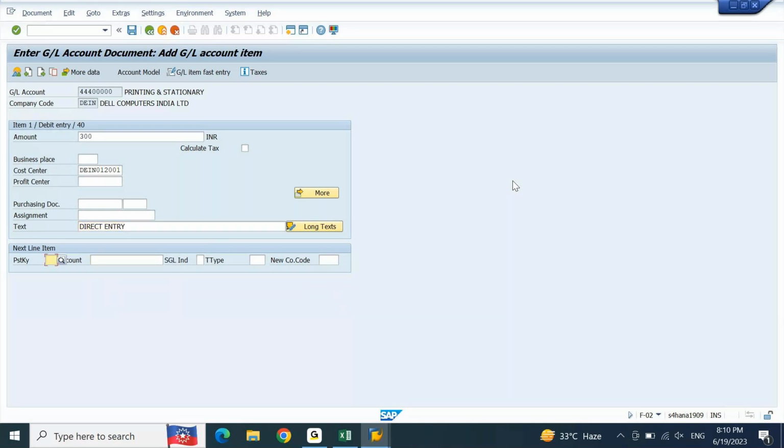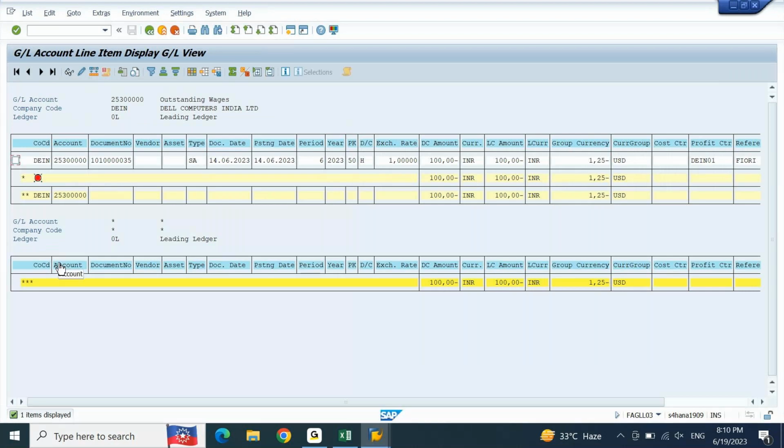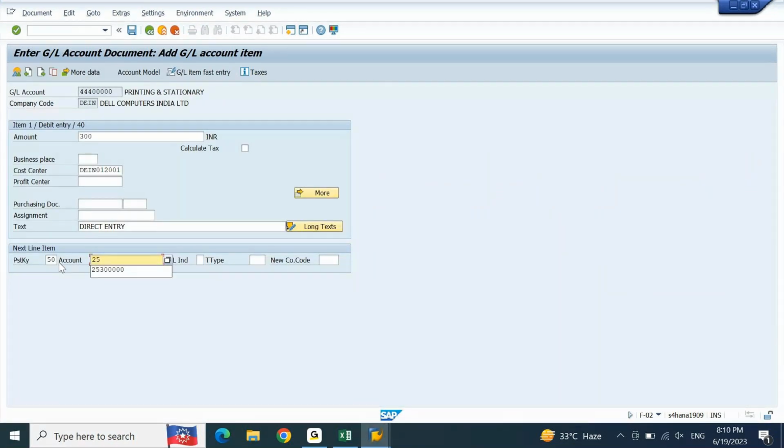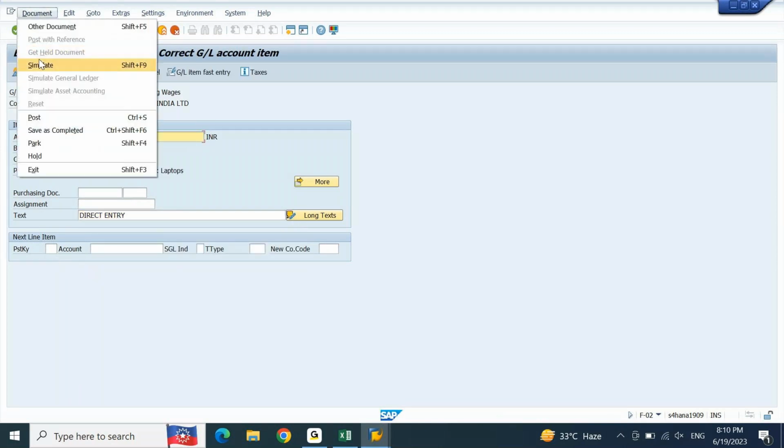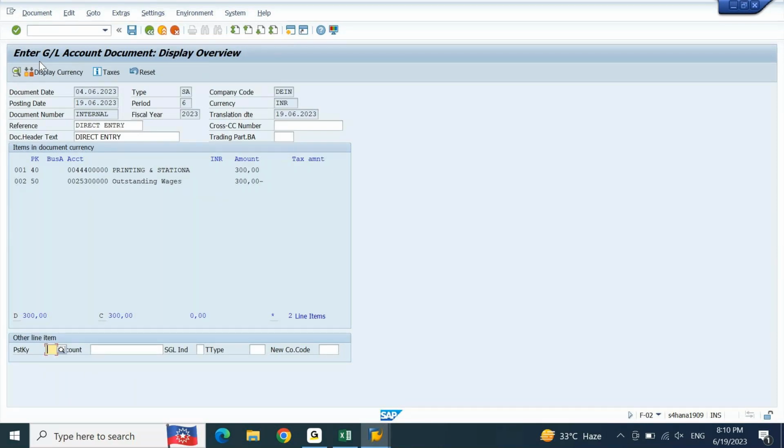Now I'll put credit. I have already given posting key 40, which means I am giving the debit side. At the same time, I am giving the credit side by inputting posting key 50. Here I'll put this GL account 2535000. I'll take the same amount. Profit center, direct entry. Let me do a simulation. In this entry there is one debit, there is one credit. Is this debit and credit given by me, or have I given only one side?